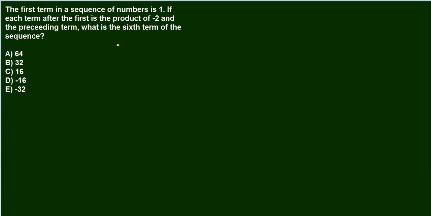This is problem number 13 on Test 1, Section 3 of the SAT book. All right, let's read through this. The first term in a sequence of numbers is 1. If each term after the first is a product of -2 and the preceding term, what is the sixth term of the sequence?